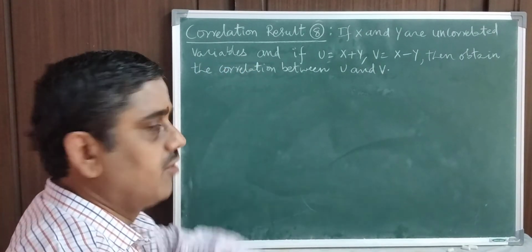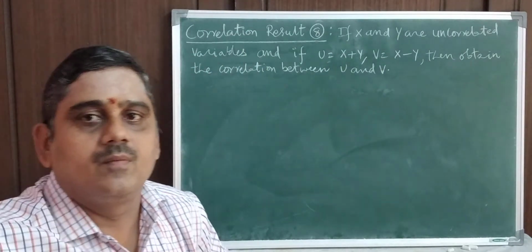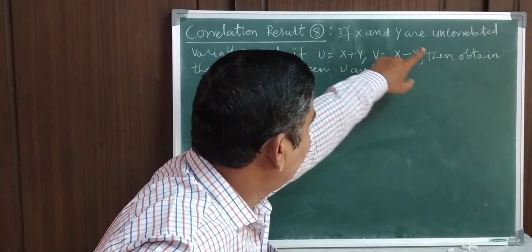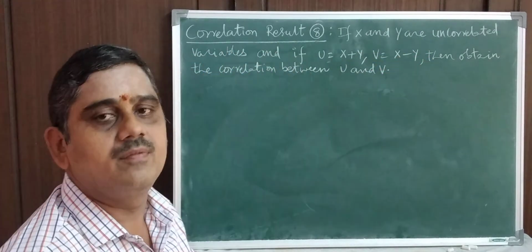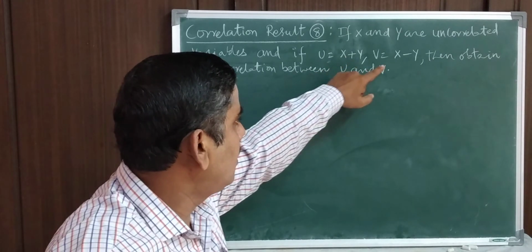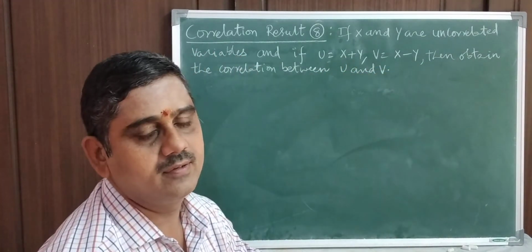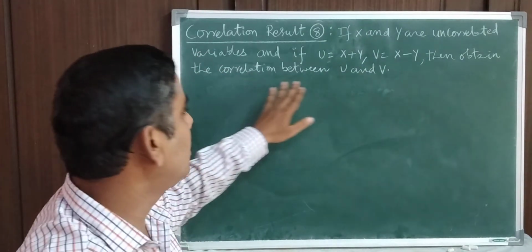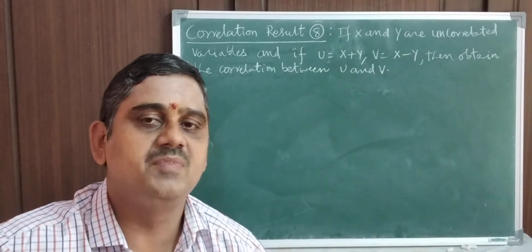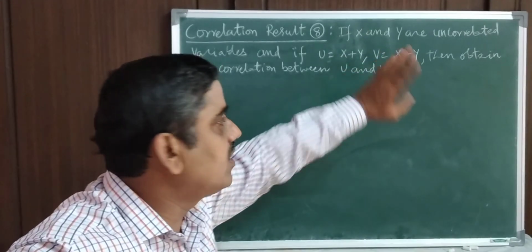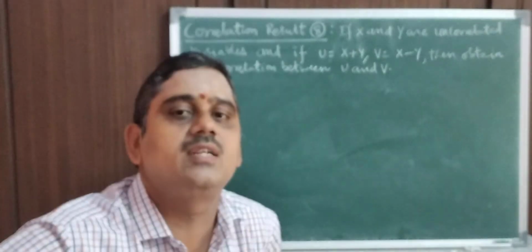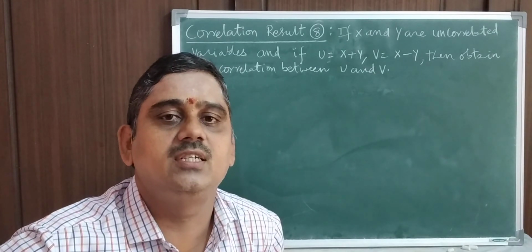We discuss one more result of correlation. What is the result? If x and y are uncorrelated variables, and if u is equal to x plus y and v is equal to x minus y, then obtain the correlation coefficient between u and v. Here it was specified that x and y are uncorrelated variables. There is no correlation between x and y, that is r of xy is equal to 0.